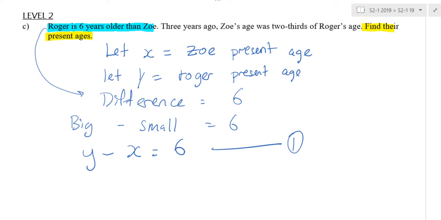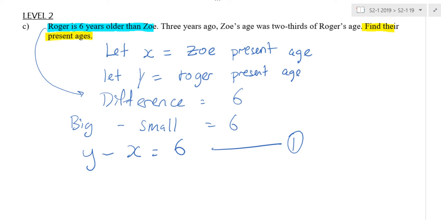How do I start with this? Because it says Roger is 6 years older than Zoe. That means if I take Roger's age minus Zoe's age, I will get 6. Does it make sense? Can I use y equals x plus 6? Can. Up to you. Because both sides plus 6, I will get y equals 6 plus x. Can. Okay? Is that okay?